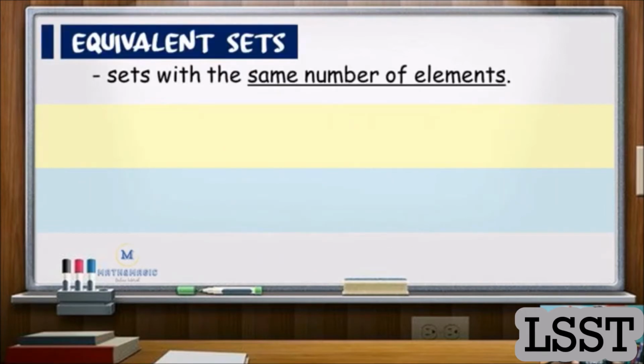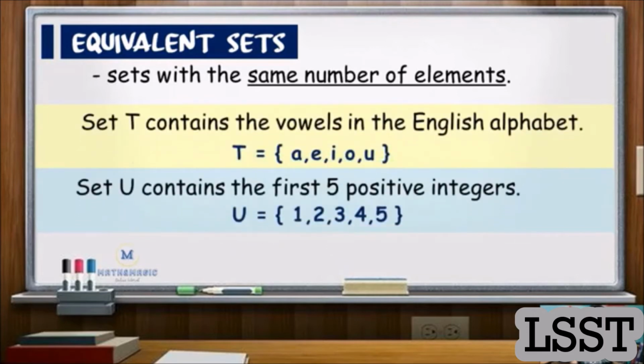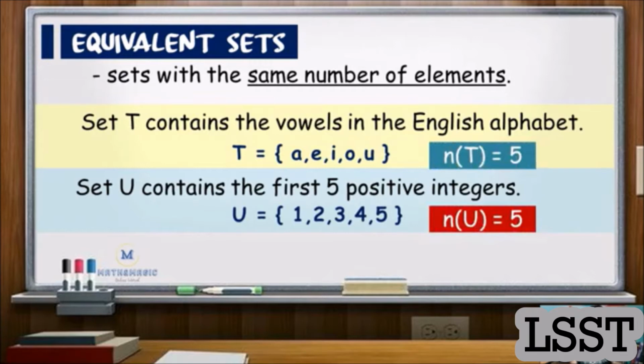On the other hand, sets with the same number of elements are called equivalent sets. So we have examples, set T and set U. Set T contains the vowels in the English alphabet, while set U contains the first 5 positive integers. As we can notice, set T has 5 elements, and set U also has 5 elements. So that is why we consider set T and set U as equivalent sets.